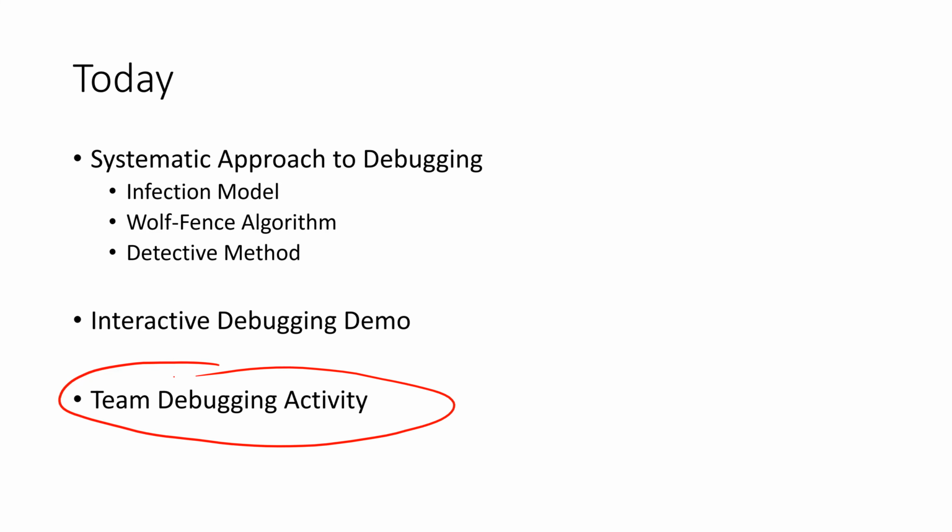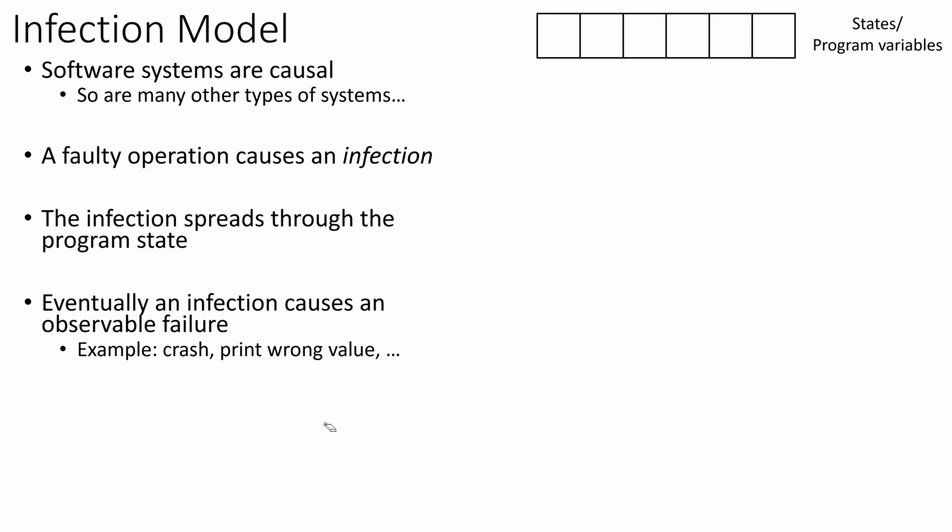Okay, so I'm going to talk about 3 different models you can use to think about bugs in a program. Generally, you keep all these models in your head. They just help guide how you're looking at things.